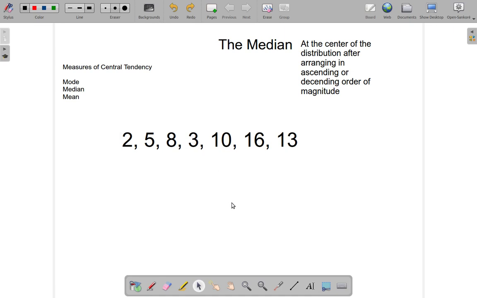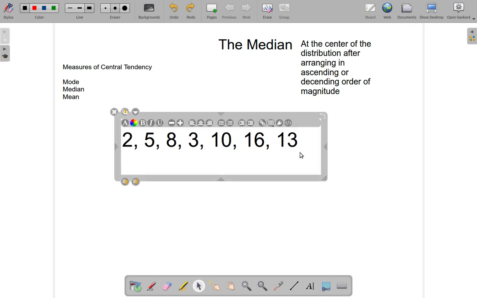Look at this. The problem is you cannot just tell the median from this, because these numbers are not arranged in order. This jumps from 2 to 5, then 5 to 8, then goes back down to 3, then up to 10, up to 16, then back down to 13. Can't deal with this. So you're going to have to arrange them.